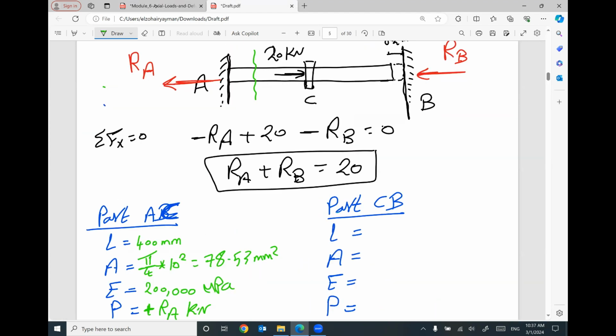That makes sense? For the second part, part CB, the original length of this part is 800 millimeter. The cross-section area is the same, 78.53. Young's modulus is 200,000 megapascal. And the applied force in this part will be compression, the reaction RB in kilonewton.